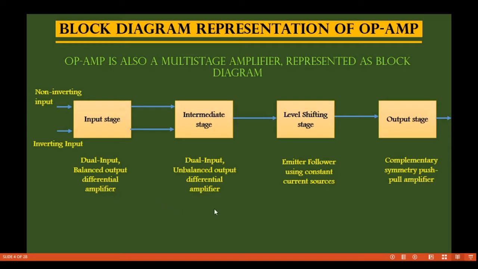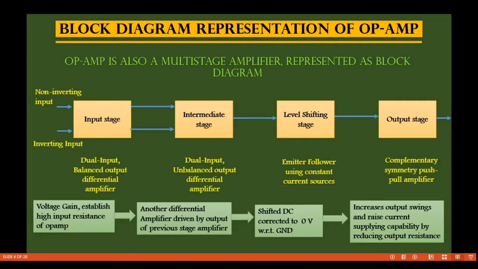The second stage, which we call intermediate, consists of a dual input and unbalanced output differential amplifier. In the third stage, it has an emitter follower using constant current sources, and the fourth stage has a complementary symmetry push-pull amplifier. Now these 4 stages provide the voltage gain. The first stage provides the voltage gain and establishes the high input resistance of the op-amp.